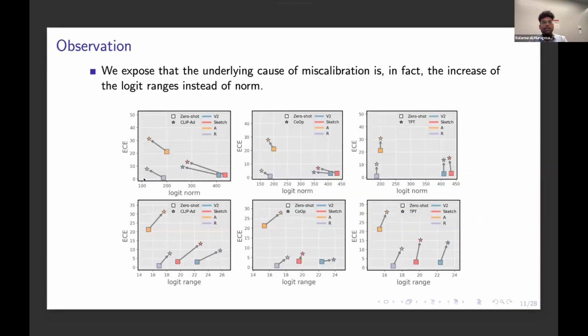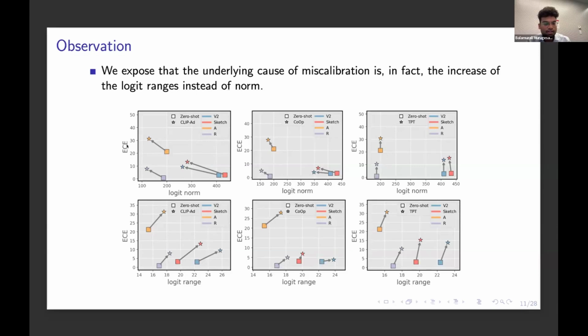Having said that, when we were conducting some study on OOD generalization, we found that the problem of miscalibration is not due to logit norm, but due to the range of logits. What do I mean by that? I have considered a setup here. From each of the methods discussed, I have taken CLIP adapter, CoOp, and TPT, and compared them with zero shot. The bottom one is logit range and the top one is logit norm.